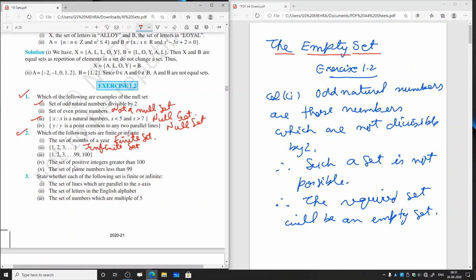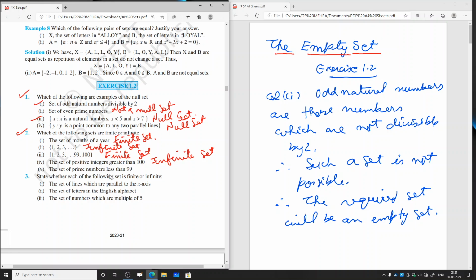Then third one, this is set of natural numbers which is less than 101. So how many natural numbers are there? 100. So this is finite because we can count the number of elements. Then fourth part, the set of positive integers greater than 100. The integer can be as big as possible. So this is also infinite. You cannot say that this is the last number which is greater than 100. Every time if you add 1 in that, it will be bigger than the earlier number. So this is infinite set.